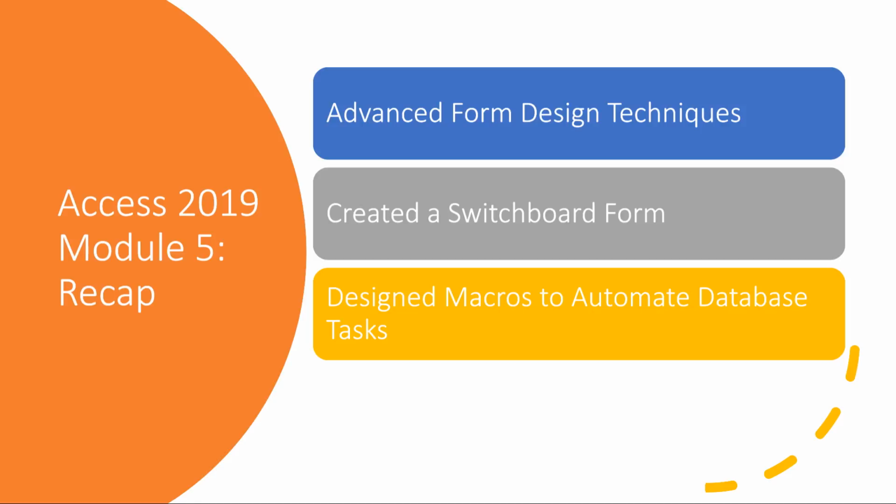In this extensive module, you learned a host of advanced form design techniques, including how to design complex forms like subforms and navigation forms. Also, we designed a split form. We also got into how to set default values on form fields and how to adjust the tab order. We also added buttons and drop-down lists for navigation. Then we created the specialized form known as a switchboard, which allows you to easily navigate between different database objects.